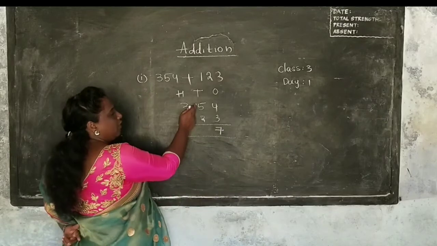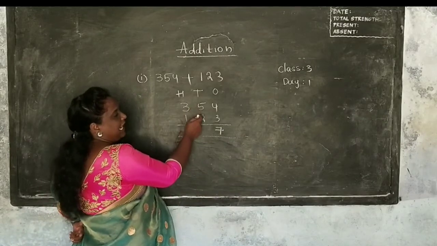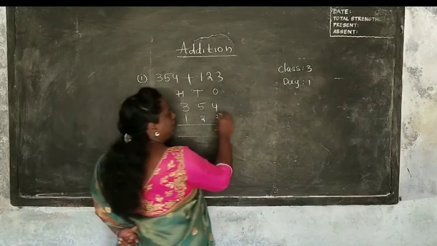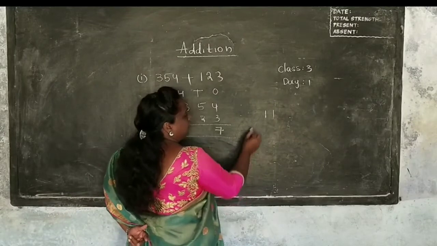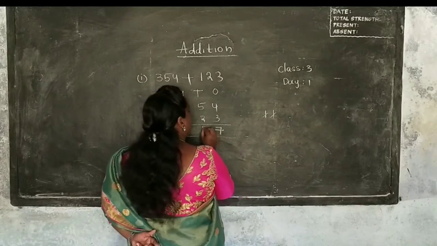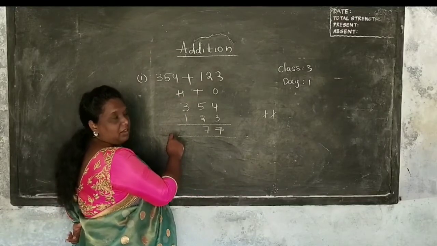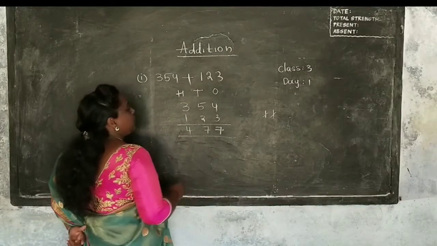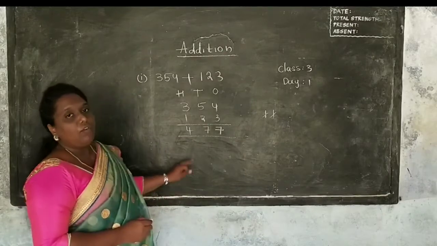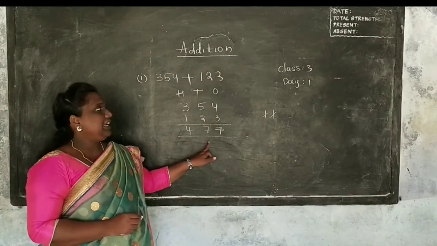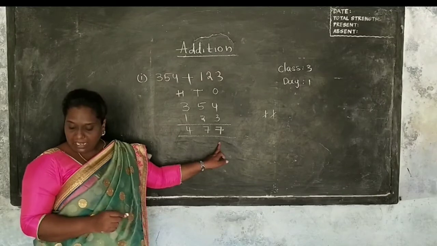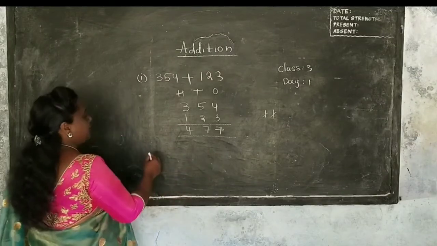Next, 5 plus 2. We are adding 5 and 2. So 6, 7. Then 3 plus 1, how much? 4. So the answer is 477. Okay, now let us go for another number, beta.